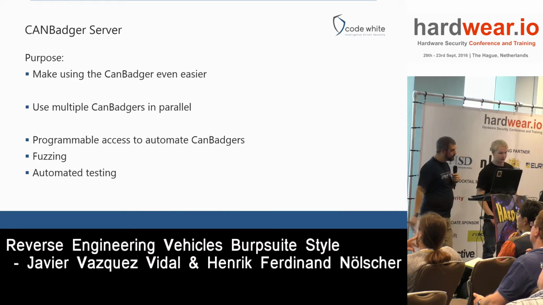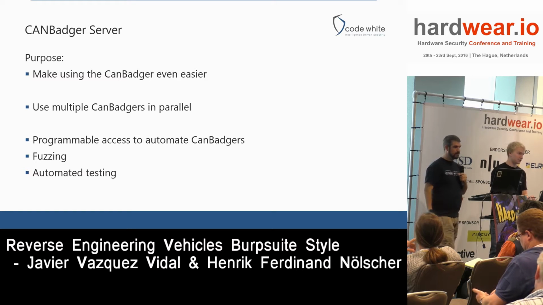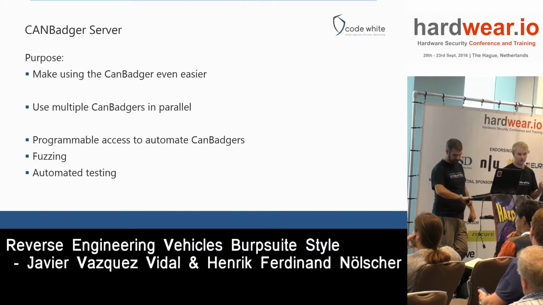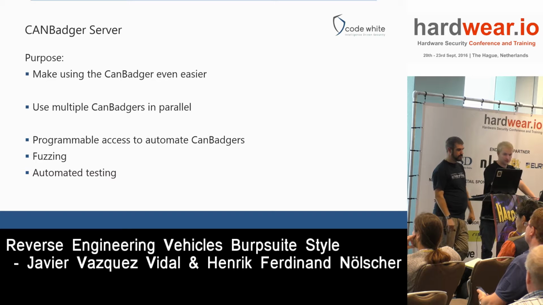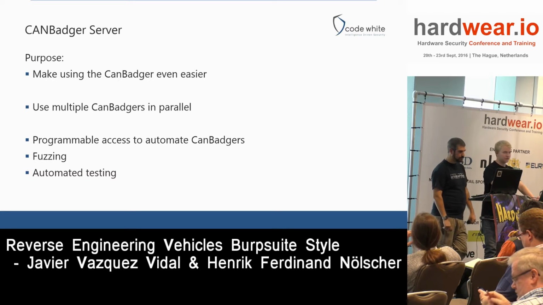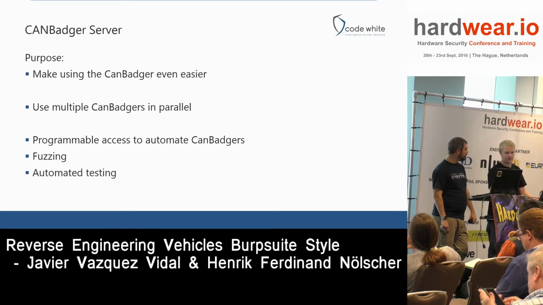The CanBadger server is made for making the CanBadger even easier to use. We were mainly inspired by Burpsuite there. That's why we chose the topic, attacking cars Burpsuite style. The point is you can not only control multiple CanBadgers over Ethernet, so you can leave them in the car somewhere in different bus networks, then go back to your computer, rename them to know where they are, and use them in parallel. That's also very handy if you want to script, so you can do automated tests or fuzzing. We actually tested the CanBadger with another CanBadger. Really cool stuff.